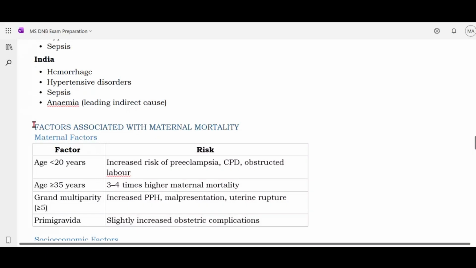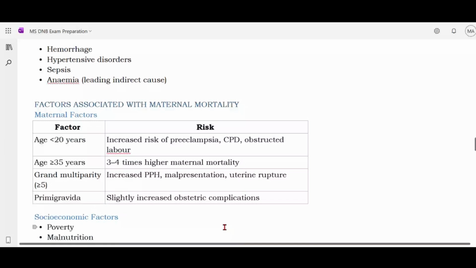What are the factors associated with maternal mortality? They are classified as maternal factors, socioeconomic factors, etc. Among maternal factors, age, both early age and late age. Less than 20 years is associated with preeclampsia, CPD, and obstructed labor. More than 35 years, there is a 3 to 4 times higher maternal morbidity and mortality. Grand multiparity, more than 5 pregnancies, has increased postpartum hemorrhage, malpresentation, and uterine rupture, with high chances. Primary gravida have slightly increased obstetric complications.